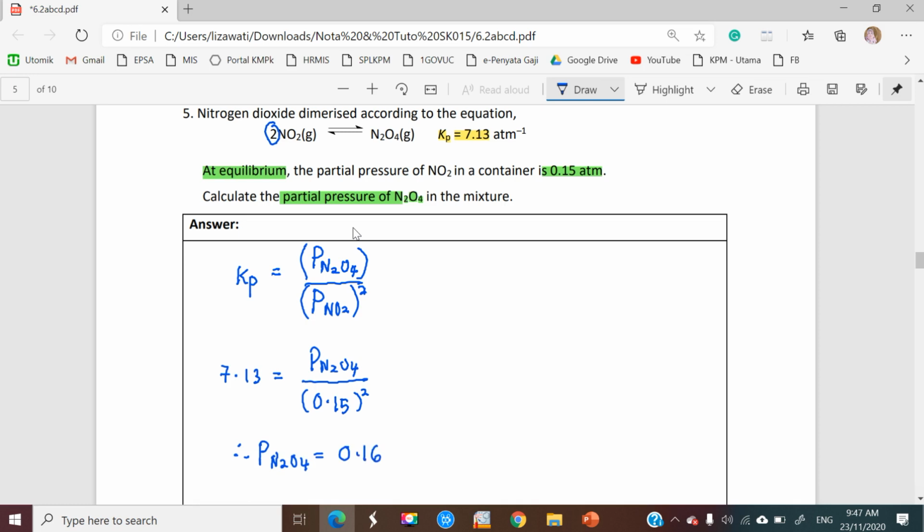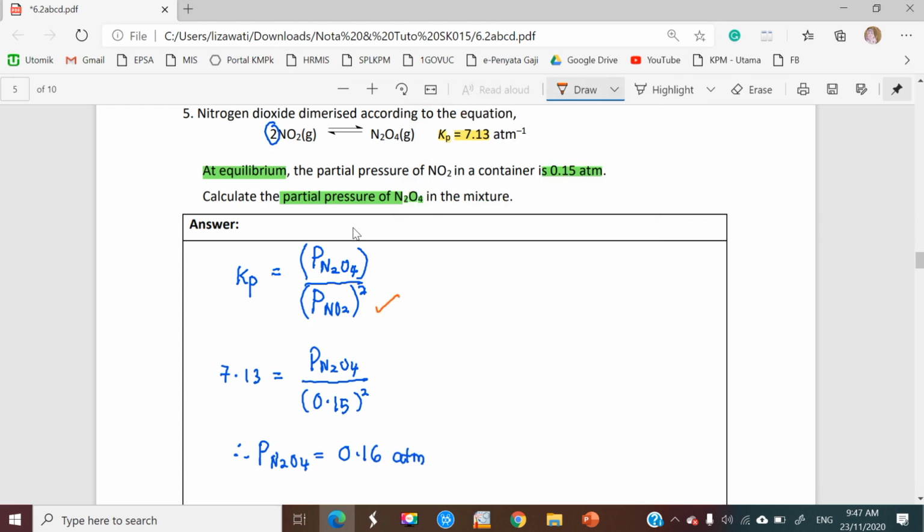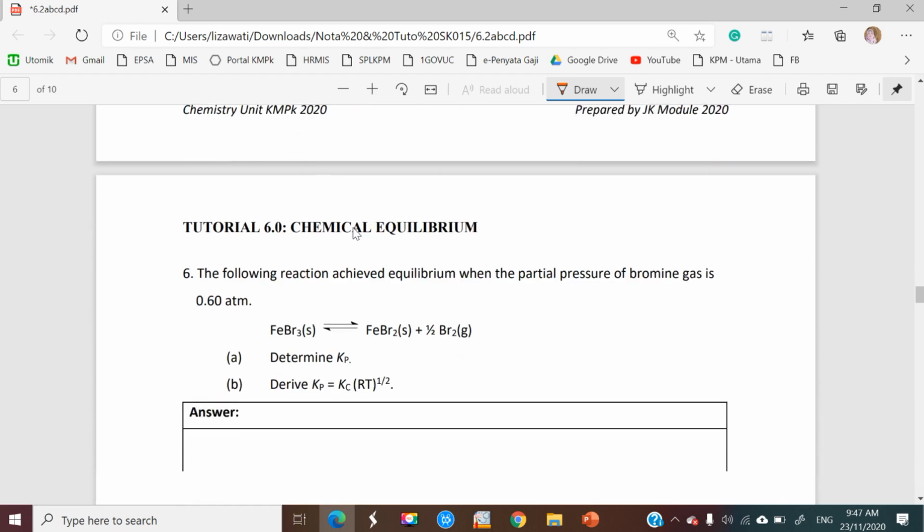Alright, so then don't forget to write the final unit, that is ATM. So how many marks do you get here? First is the Kp expression, the substitution, and the final answer with unit ATM. Okay, next, question number 6.